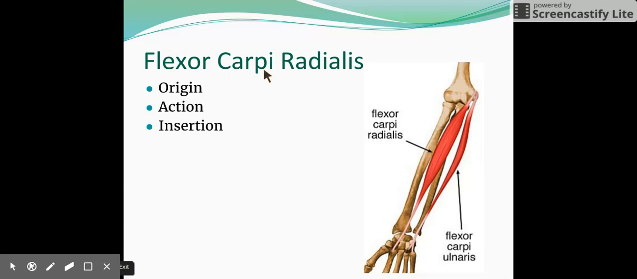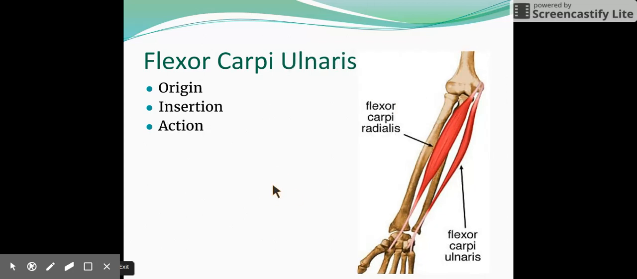It says flexor carpi, and carpi is the same word for wrist that you see in carpal bones or metacarpals. And then flexor, of course, means to flex. So flexor carpi radialis is really helpful for remembering where its location is, and its action, because it tells you right here, this is the one that's going to be on the radius side of your arm. Then flexor carpi ulnaris.